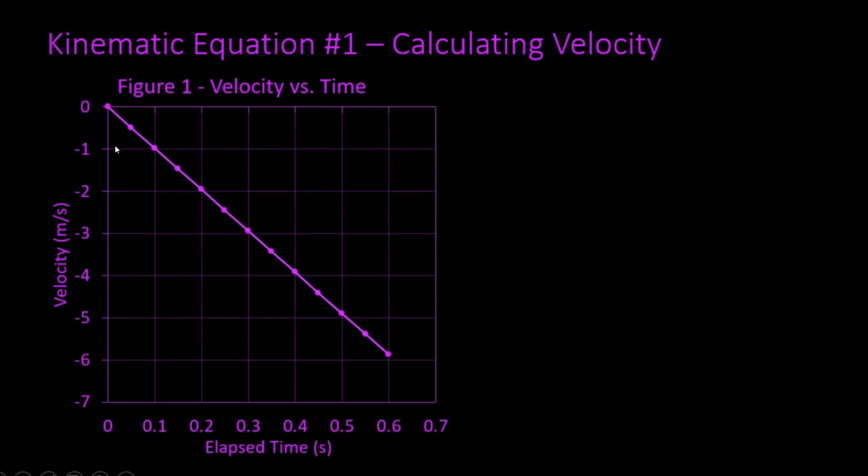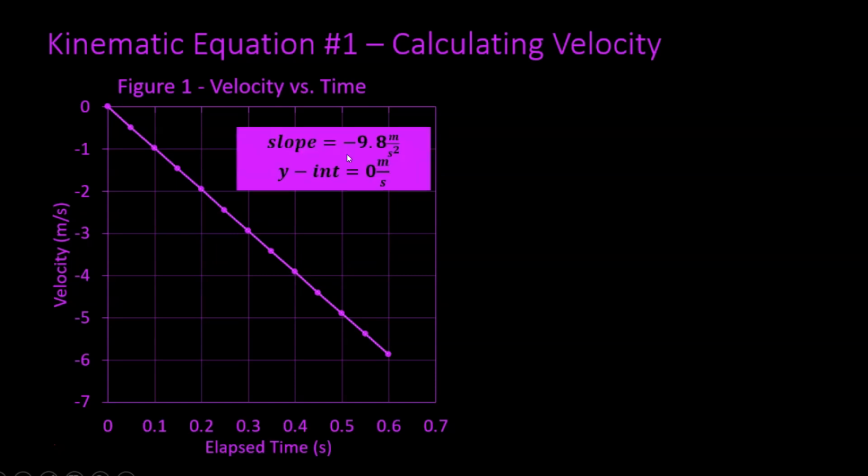We have our graph here. It's a velocity time graph, and this graph tells us the velocity at any given time. So if we can come up with an equation for this velocity line, we will have our first kinematic equation. Now with this line, we can go ahead and calculate the slope, a. It's negative 9.8 meters per second squared, and we can find the y-intercept, which is 0 meters per second.